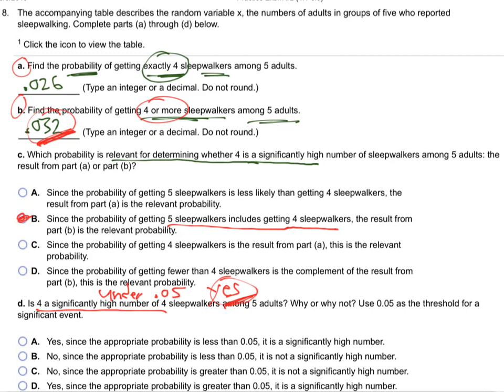So, yes, it'd be yes. That is significantly high. They mean 4 or 5 is a high number. If you just grab 5 people at random, you grab the Heron family, you're going to get a bunch of sleepwalkers. And that can't be luck, they're saying. There's a low chance to get that many sleepwalkers out of 5 people, 4 or more.